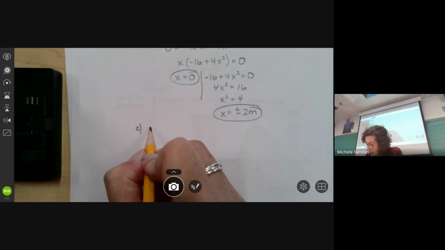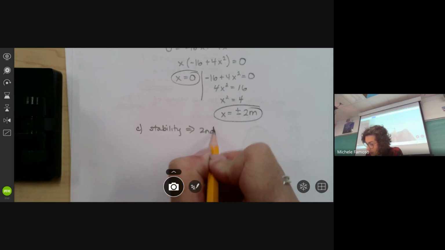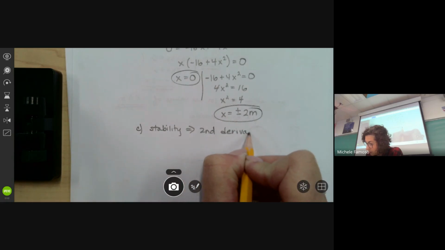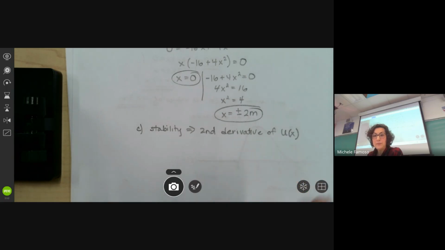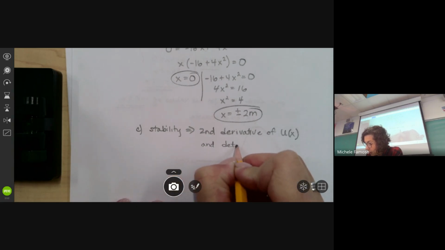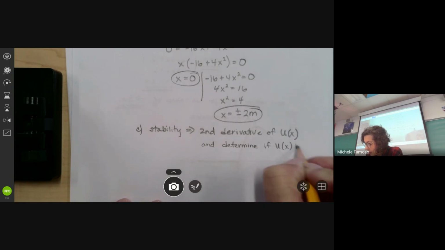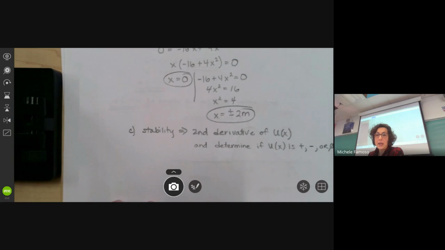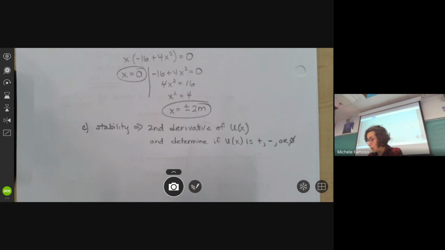So part C, when you're doing the stability, you do the second derivative of the potential energy. Not the negative derivative, just the second derivative, and determine if U of x is positive, negative, or 0 at those equilibrium points. Okay, so let's go ahead and do that.